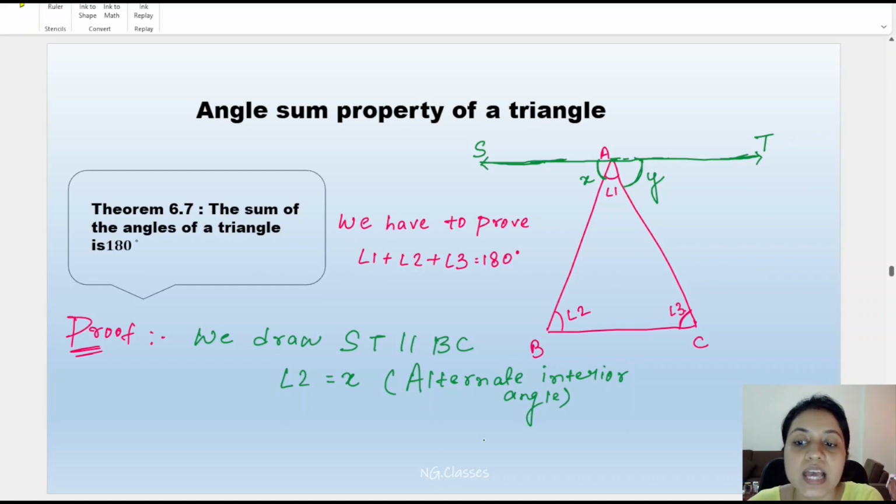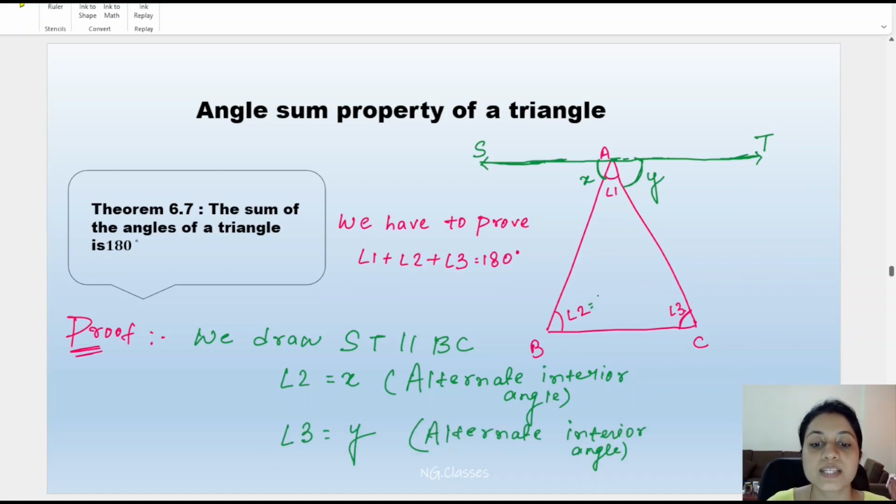Similarly, once again, let's see ST is parallel to BC. So we can also say that AC works as a transversal line. Can you see AC? Yeah. So we can also say that angle 3 will be equal to angle Y because it's an alternate interior angle. So 2 is same as X and 3 is same as Y. Now let's focus on the straight line ST. So can we say angle X plus angle 1 plus angle Y is equal to 180 degrees because it's a linear pair? All are sitting on the same straight line. Yes, we can say.